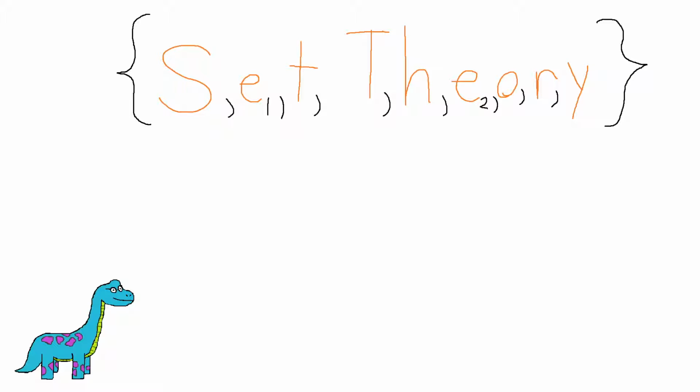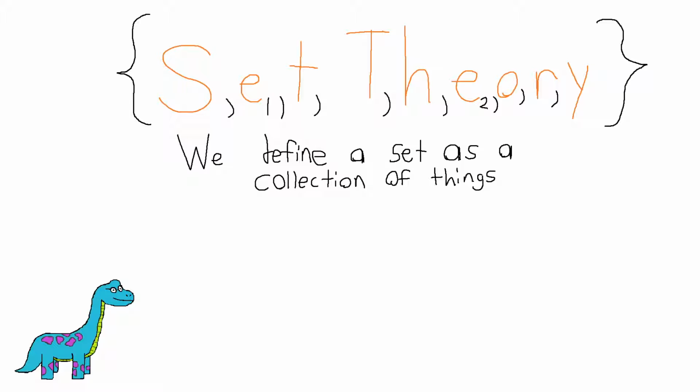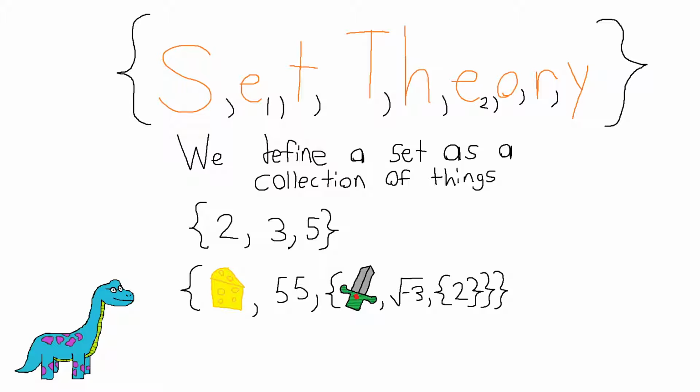Hello everyone, today we're going to talk about how to do set theory, or at least the basics of it. We define a set to be a collection of things. For example, we can make a set out of the numbers 2, 3, and 5. The objects inside sets can be anything: numbers, other sets, or things that aren't even necessarily mathematical in nature. Sets are a very fundamental concept that we all use in our everyday lives without even realizing it.